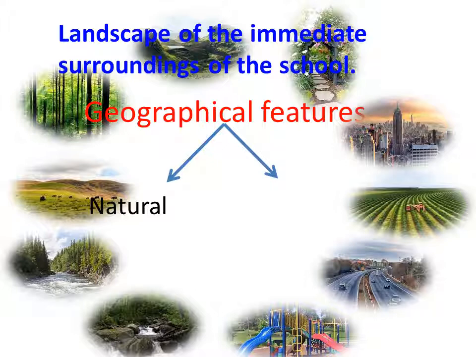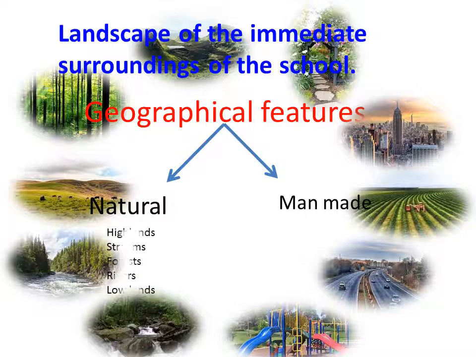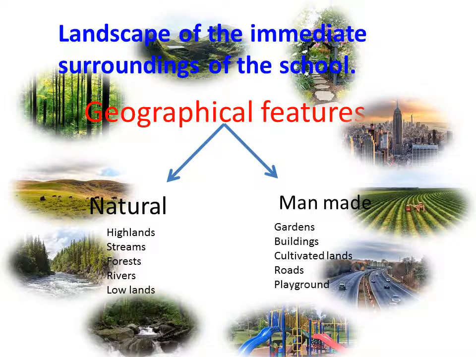Natural features means that without man's interference, if some geographical features are found, they can be categorized under this topic. Examples: highlands, streams, forests, rivers, lowlands. They are naturally found in our environment. And man-made features means man has made these. Examples such as gardens, buildings, cultivated lands, roads, and playgrounds. Man is there in one of the corners when they are being built.